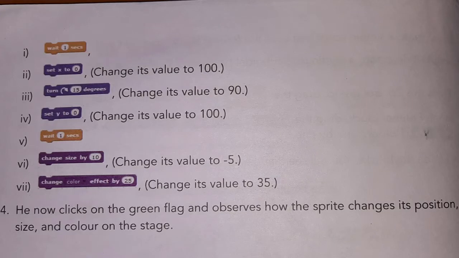Wait 1 second, set x to 0, change its value to 100, turn right 15 degrees, change its value to 90, set y to 0, change its value to 100. Wait 1 second, change size by 10, change its value to -5, change color effect by 25, change its value to 35. He now clicks on the green flag and observes how the sprite changes its position, size and color on the stage.